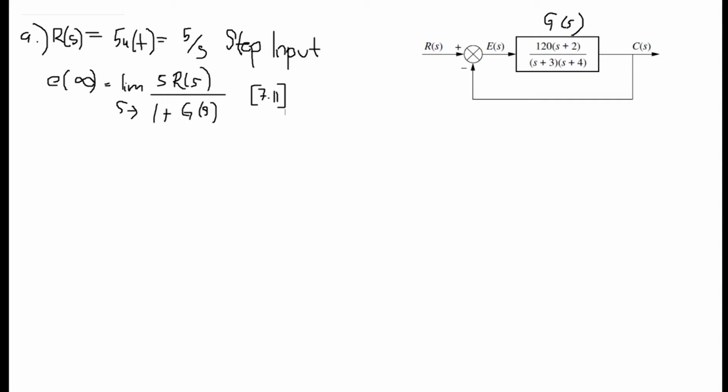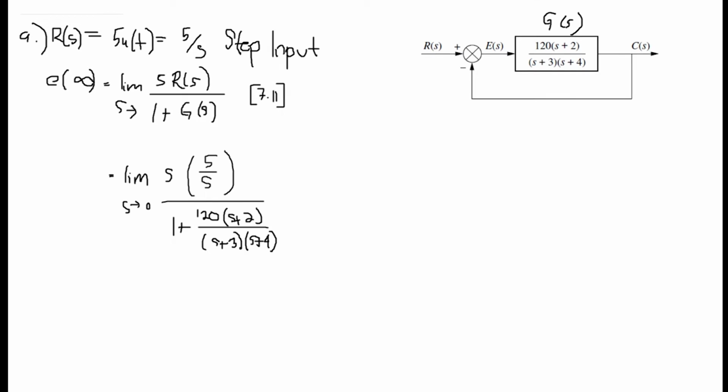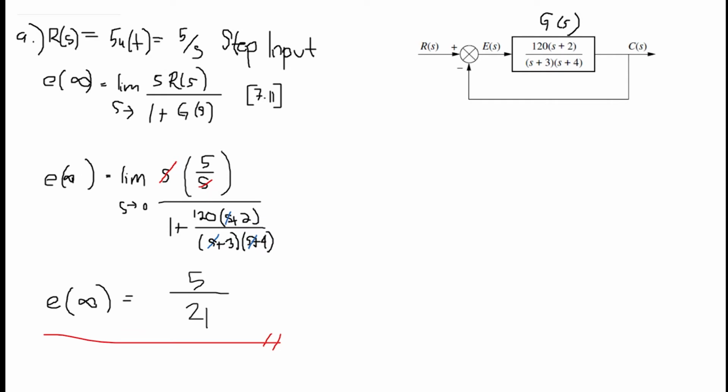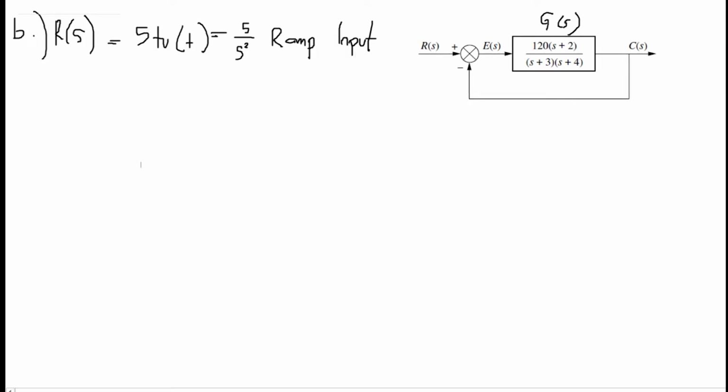The G of s in this system is 120 multiplied by the quantity of s plus 2 over the quantity of s plus 3 multiplied by the quantity of s plus 4. So when substituting R of s and G of s into the equation, we get this. We then can get rid of the s's, which will give us an error of 5 over 21.